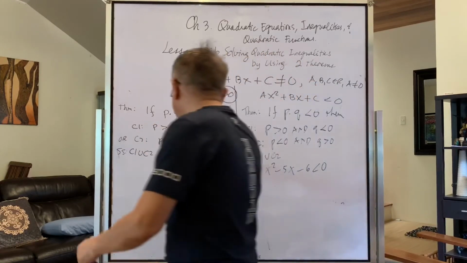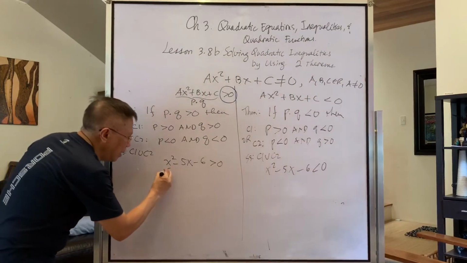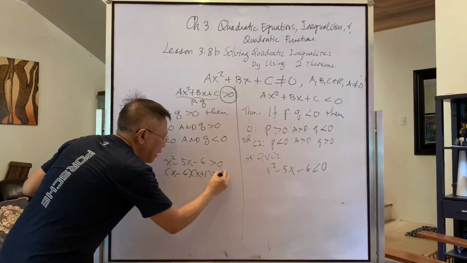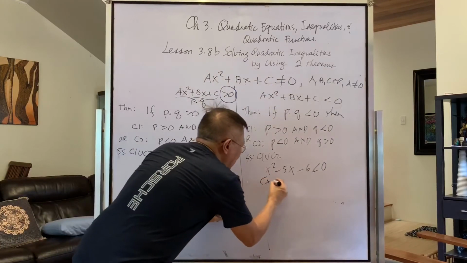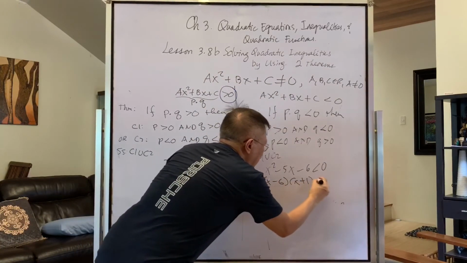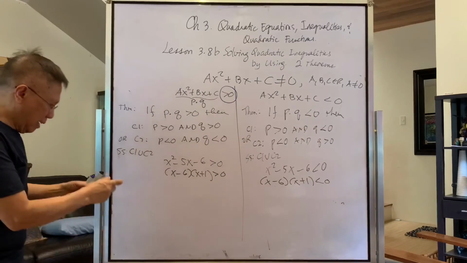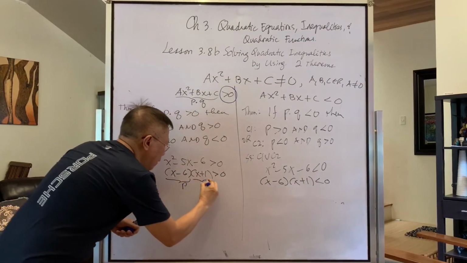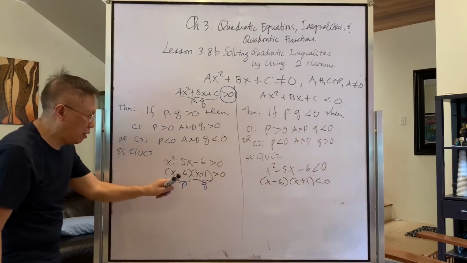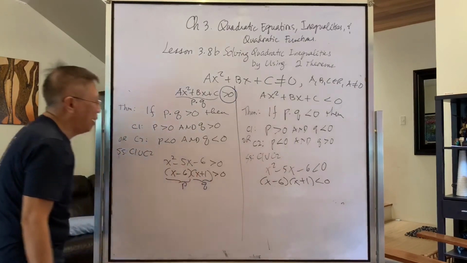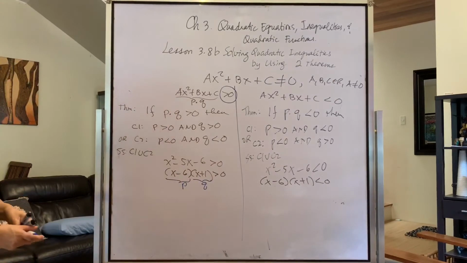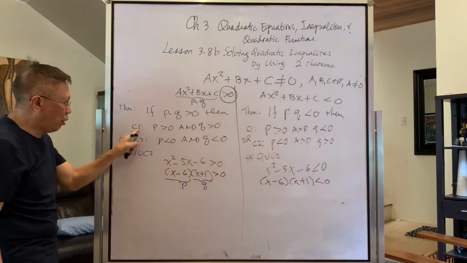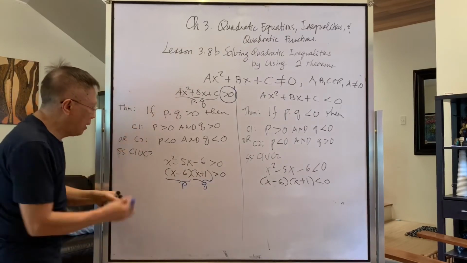Okay, let's find out. What are the factors here? This will be x minus 6, x plus 1, and then this is greater than 0. Same thing here, x minus 6, x plus 1, but that one is less than 0. In the theorem, this is my P, this is my Q. Or you can interchange. This may be your Q, this may be your P. But the theorem is trying to tell us that if you are solving a greater than inequality, then there will always be two cases that you will have.